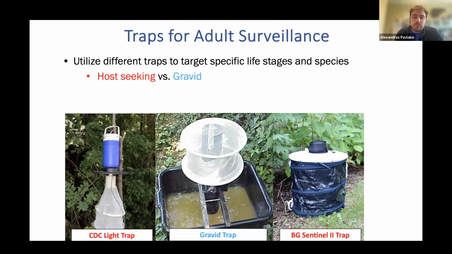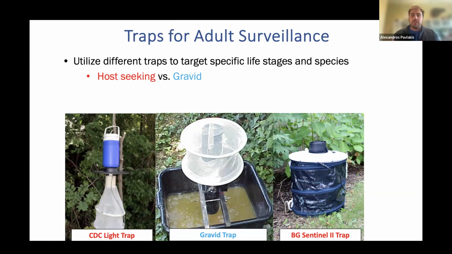Host seeking is talking about mosquitoes that are looking for a host to take a blood meal. We all know that female mosquitoes are trying to get that blood so they can get the proteins for egg production, right? So these are mosquitoes that are actively looking for a host, and these traps utilize baits to target and find those mosquitoes.